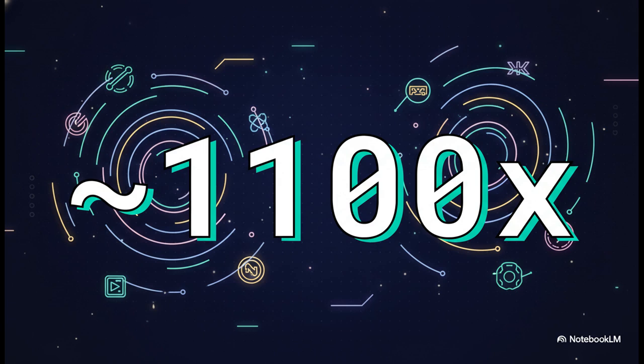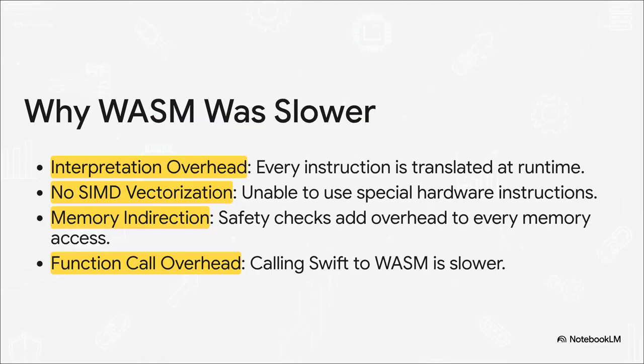1,100. Let that sink in for a second. This isn't a 2x or a 10x improvement. We're talking over 1,000 times faster. So what's going on here? Why was it so much slower?